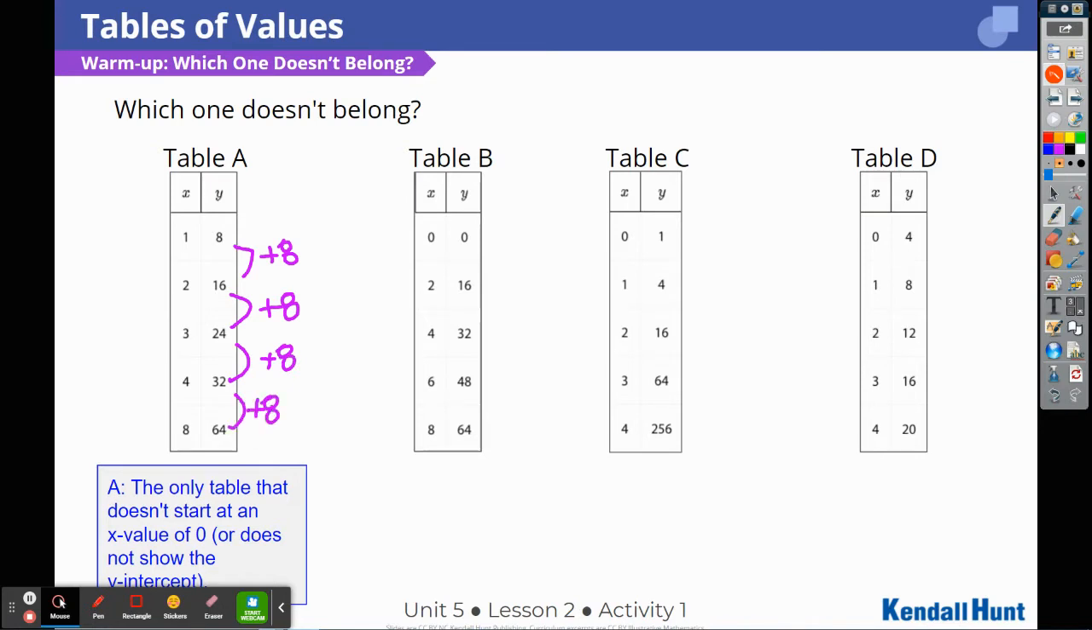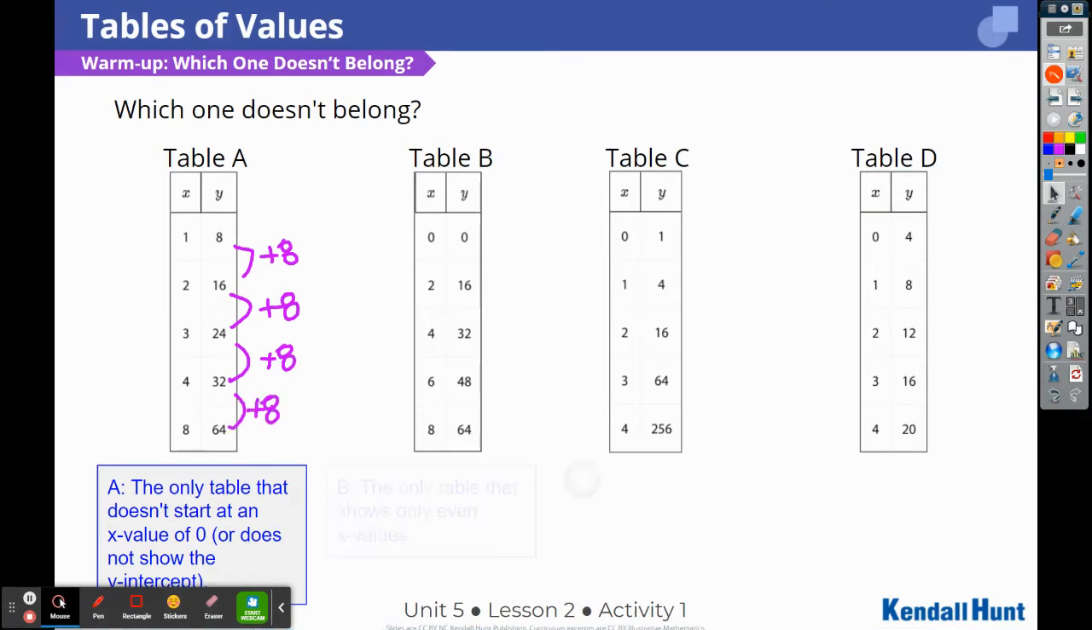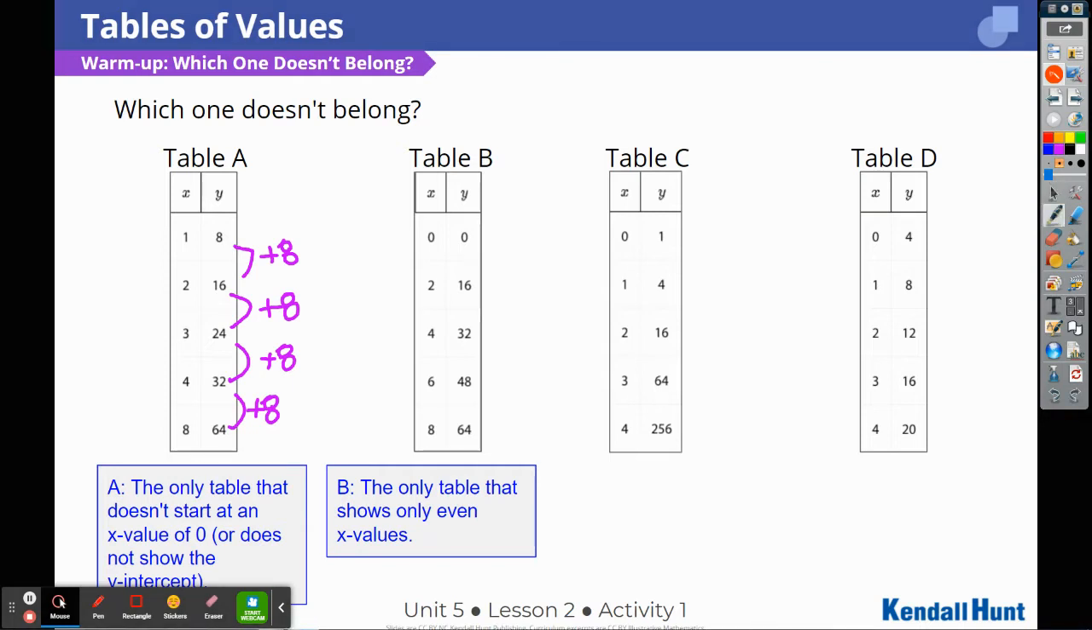Okay. If you look at table B, it is the only table that shows only even values. You can see 0, 2, 4, 6, 8. All the other tables have a 3, so it has odd values. And it is increasing by 16 each time.